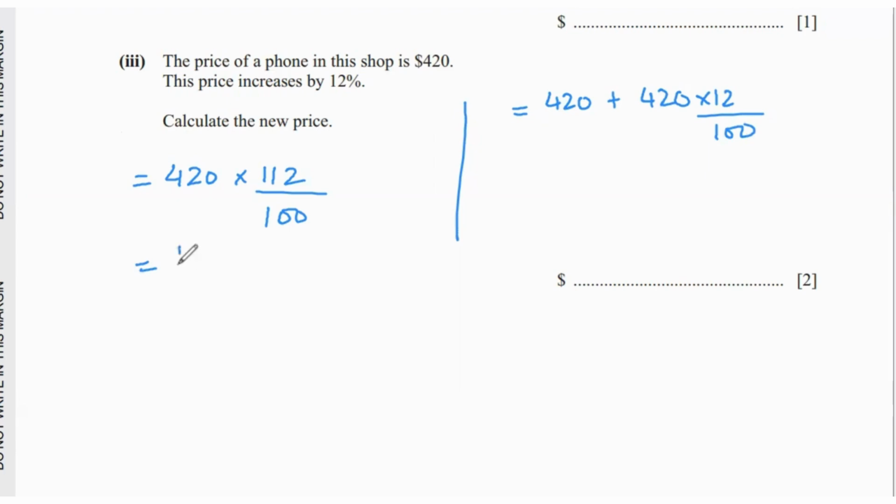So this is going to be $470.4, and this is also going to be $470.4. Both ways are correct. Choose the one that you find to be easier.